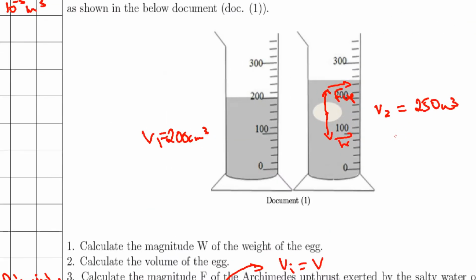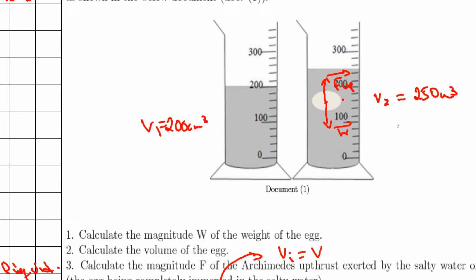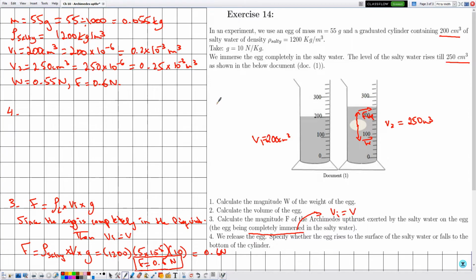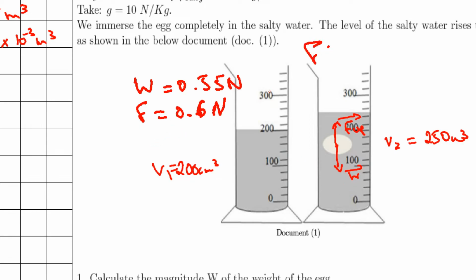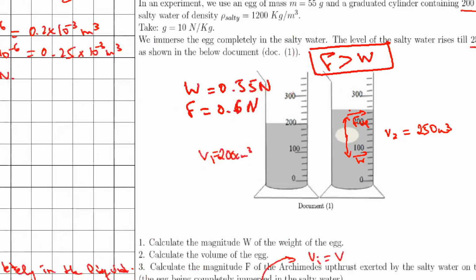And the rising or the sinking of the egg depends on the magnitude of the forces. So we know that the value of W is 0.55 newtons, and F is 0.6 newtons. Knowing that F upthrust acts vertically upward and the weight acts vertically downward, and in magnitude F is greater than W, which means that the action of F is greater than W. For this reason the egg will rise to the surface of the water.